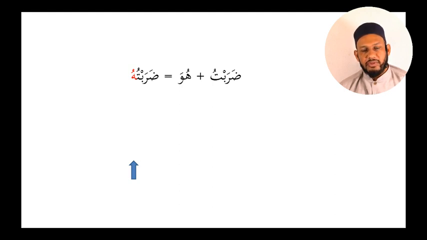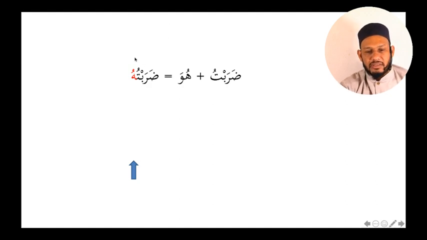So what does darabtuhu mean? Darabtu means I hit, and hu means him. I hit him. So in other words, the hu there is a different form of huwa. The hu there is the attached form of huwa. What do I mean by attached? Huwa is a word that stands on its own. But when I attach it to another word, I join it to another word, it becomes hu.